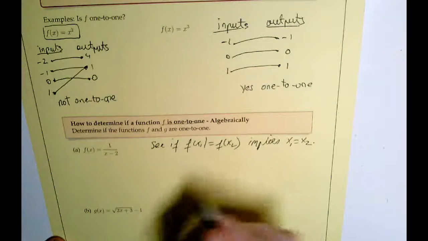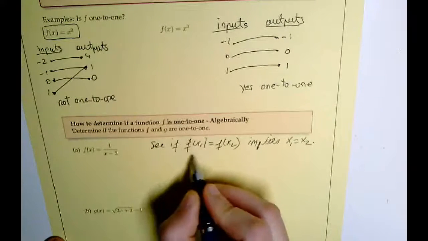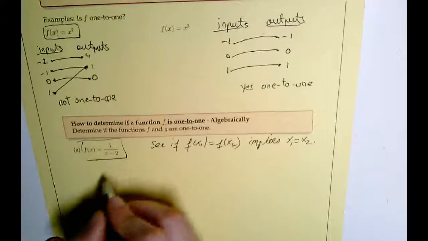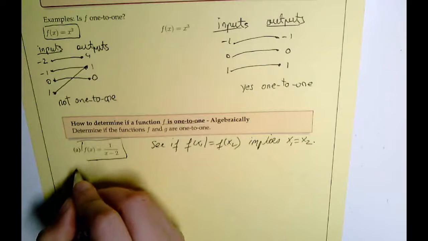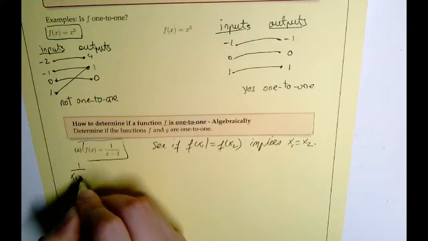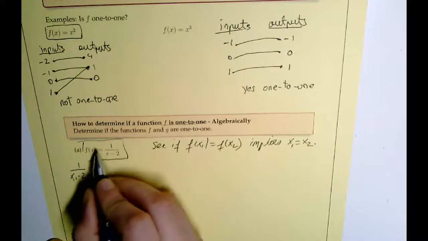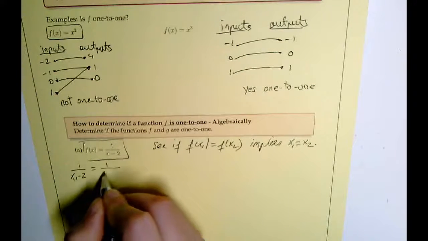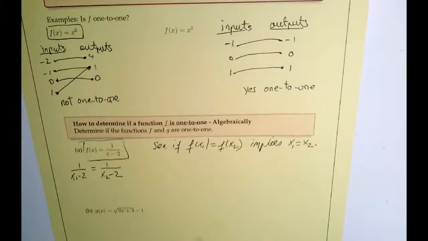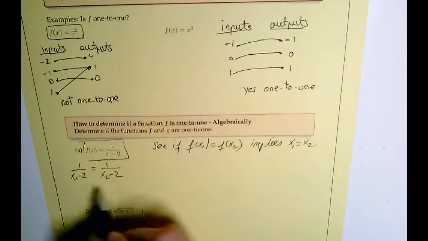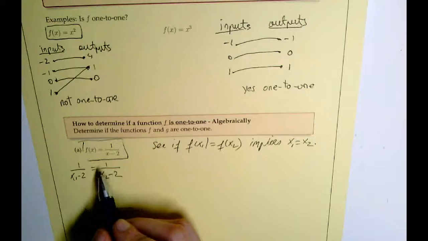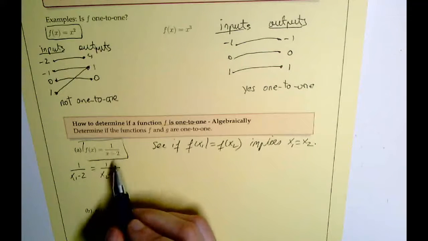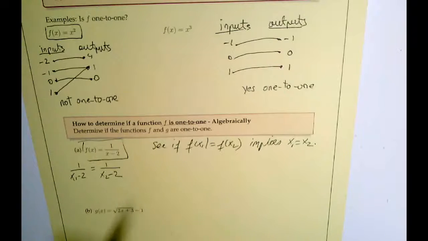So let's see. f of x1 equals f of x2. Well, f of x is 1 over x minus 2. So f of x1 equals f of x2 will mean 1 over x1 minus 2, this is f of x1, instead of x, I put x1, equals f of x2, 1 over x2 minus 2. So basically, if I work this around, if I get to the conclusion that x1 equals x2, then the function is one-to-one. So let's cross multiply in here.